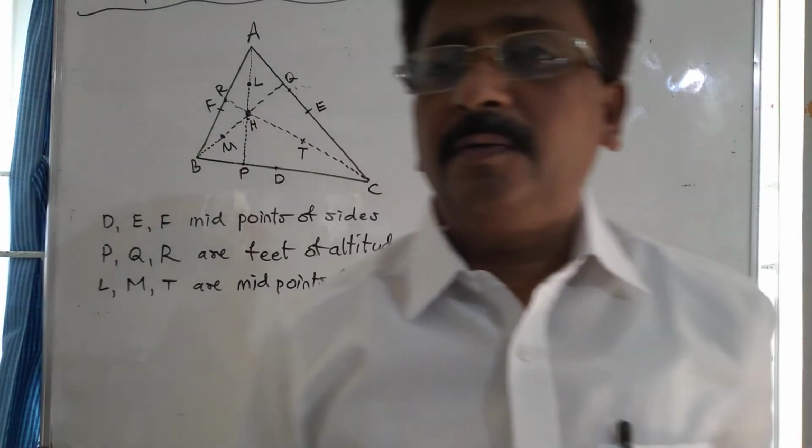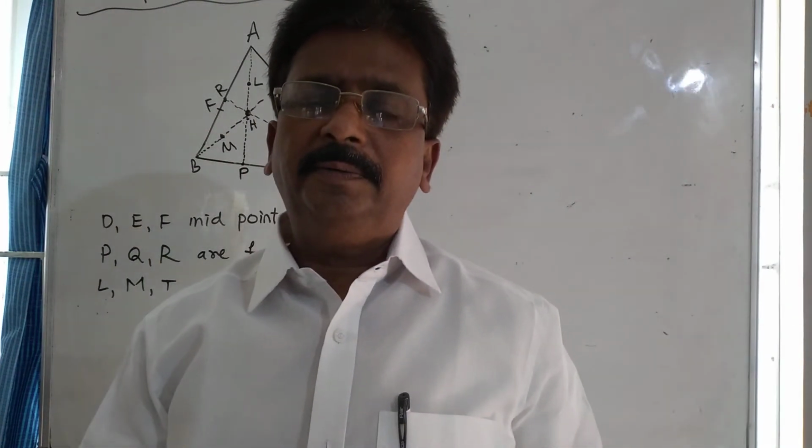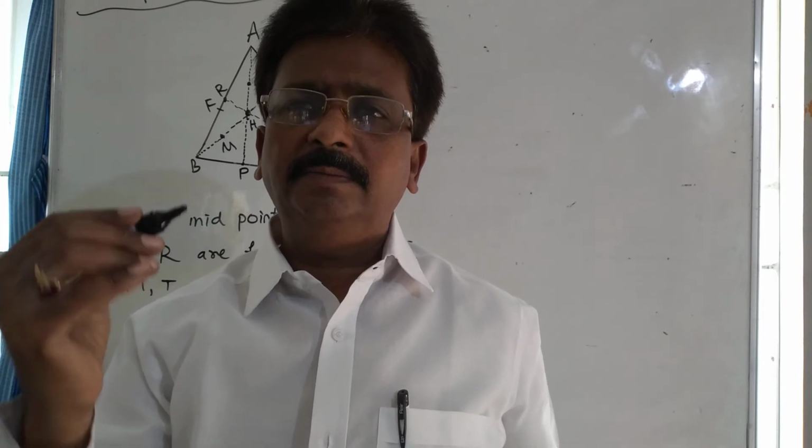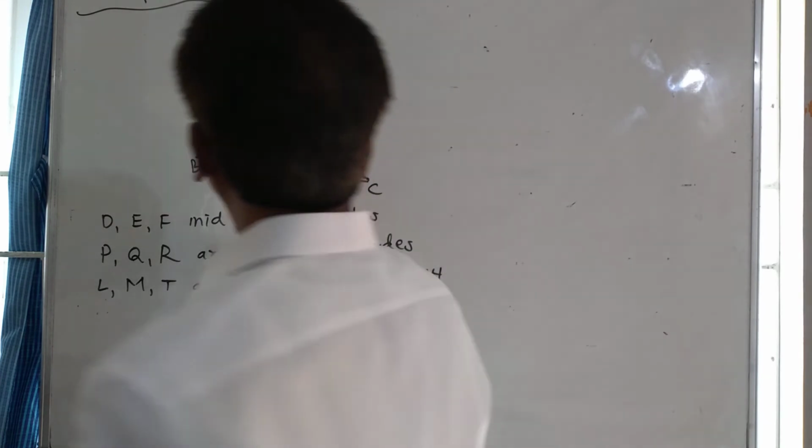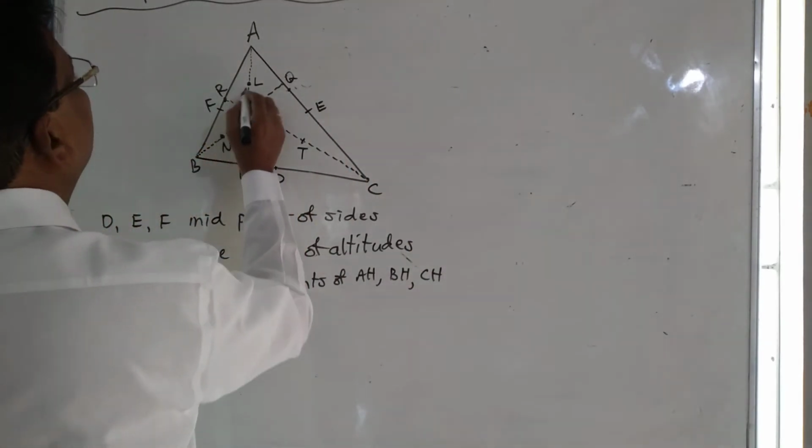Now 9 points over. A circle definitely passes through these 9 points. That circle is called the 9-point circle. I will draw the circle also.